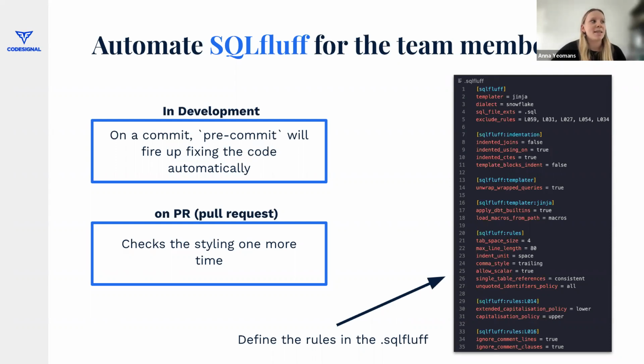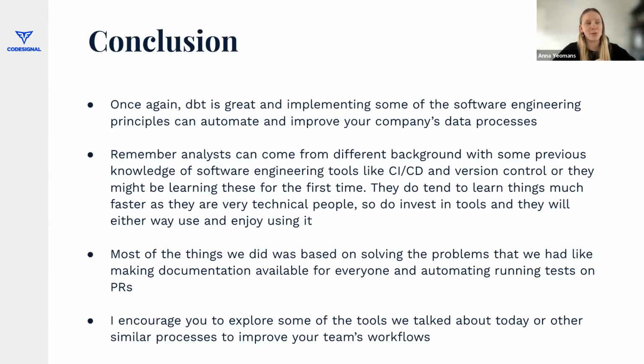You can automate it in development using a tool like pre-commit that will fire up fixing the code automatically every time you're trying to make a pull request. You can also set up checking that linting on pull requests, so your reviewer will see whether all the linting tests are passing or not. And then it brings us to the conclusion.